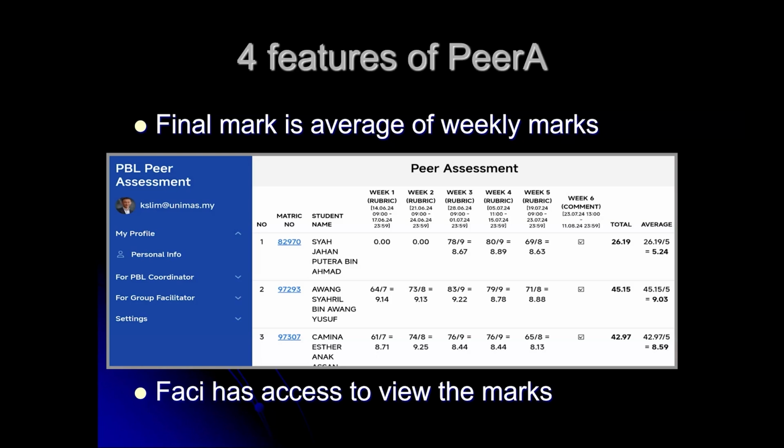When you say average, that means if there are 5 weeks, it'll be divided by 5. The cumulative mark would be divided by 5. Yes. So every week is divided by 9, and at the end of the block it is divided by 5. Okay.